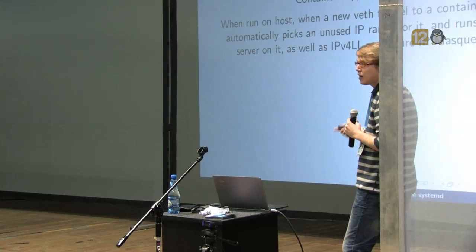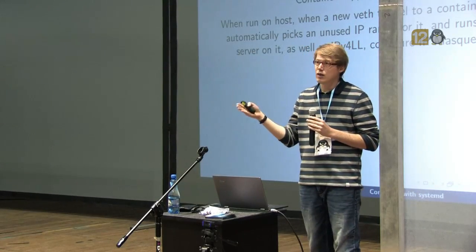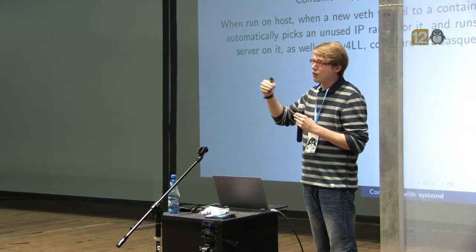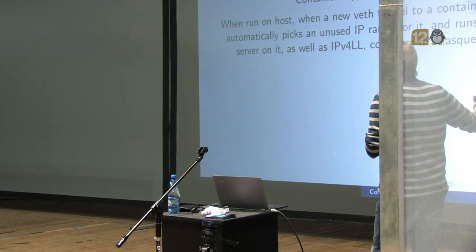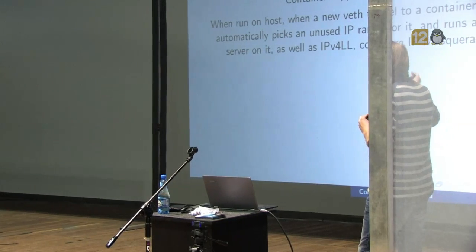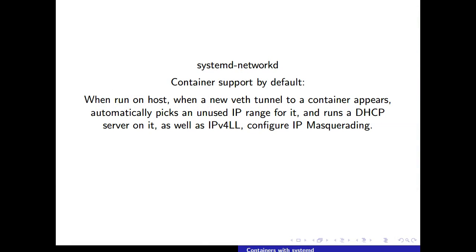Then, the new VETH, I'm not sure if you know what VETH is, but it's a virtual Ethernet tunnel that is basically used between a virtual container and the host. When a new VETH tunnel interface shows up that points towards a container, it will automatically pick an unused IP range for it and run a DHCP server on it. The DHCP server is actually internal. It's very minimal. DHCP serving is actually one of the simplest things that we can do. Most people will be surprised by that, but implementing a DHCP server is much simpler than writing a DHCP client. So anyway, it will run a DHCP server on it.